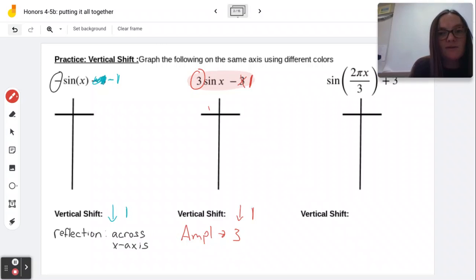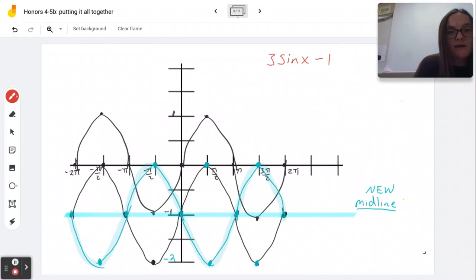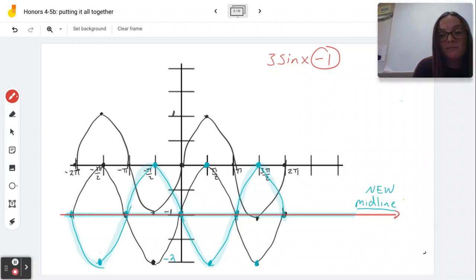So let's go ahead and graph this one in red. Okay, so notice here how we subtracted 1, and so we need to make sure that our midline is no longer the x-axis, but make sure the midline is at -1, which is great because we already have that infrastructure from the last question. After that, we're going to graph sine of x using our new midline, but we're going to make sure the amplitude this time is 3.